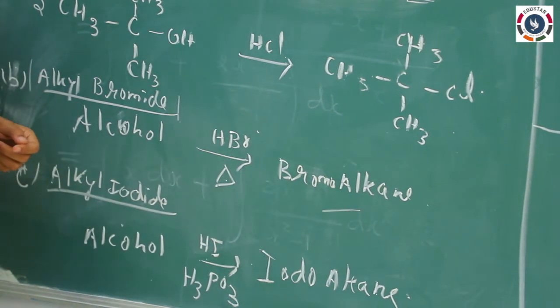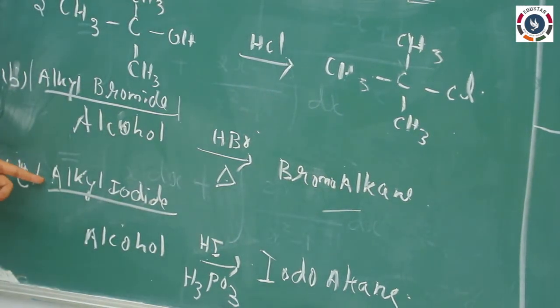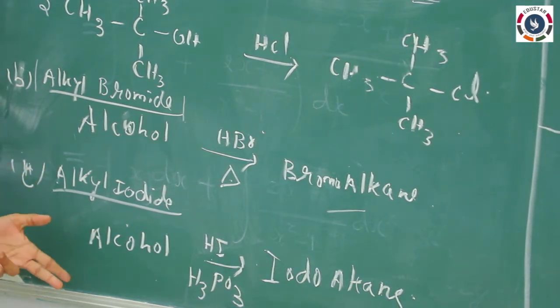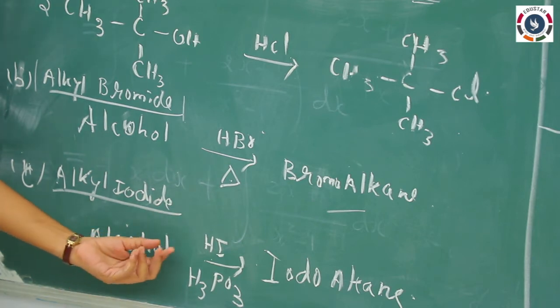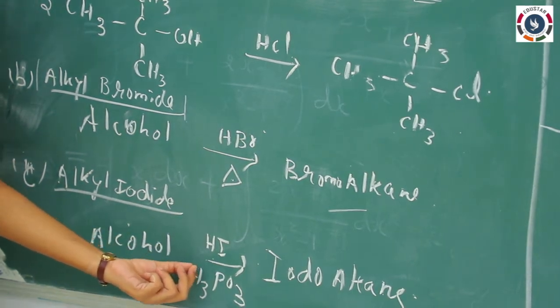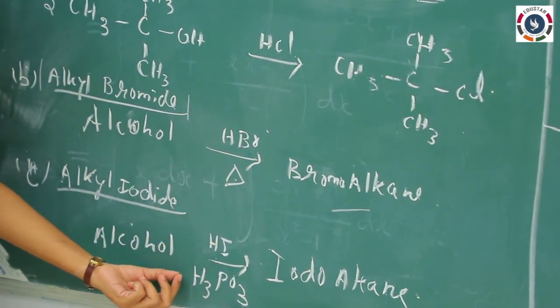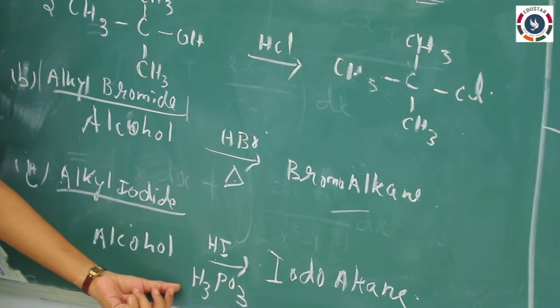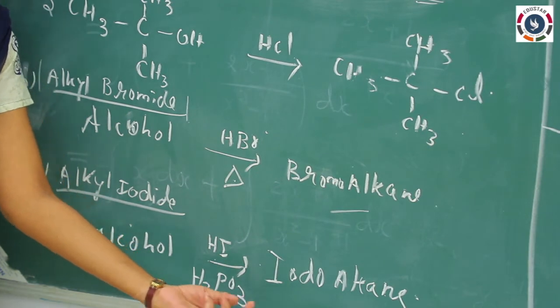In case of alkyl bromide, the alcohol is just treated with HBr, and on constant boiling we can get the bromoalkane. For the preparation of iodoalkane, we can use any type of alcohol, and that alcohol is added with hydrogen iodide and H3PO4, that is orthophosphoric acid, for getting iodoalkane.